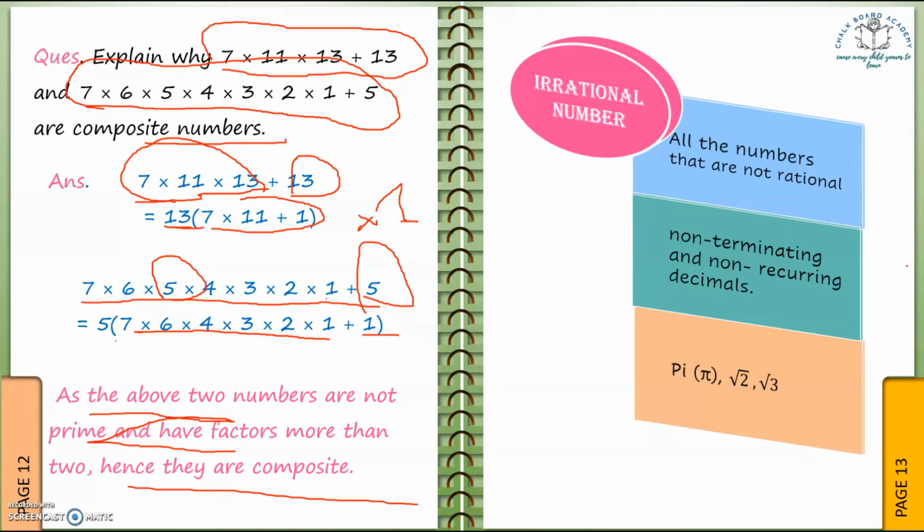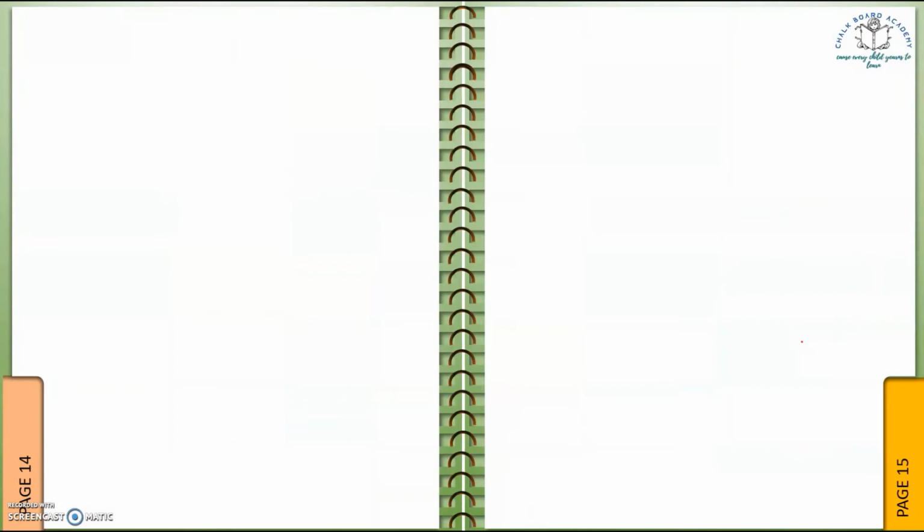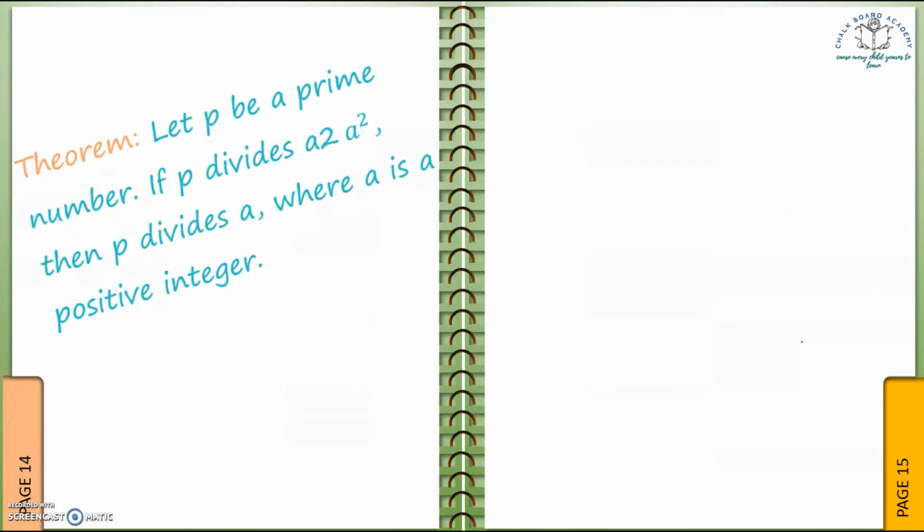Next we have irrational number. We already know what irrational numbers are, all the numbers that are not rational, like root 3, like pi. So these are non-terminating and non-recurring decimals. So here we have questions based on that. Before doing that, we need to know about this theorem.